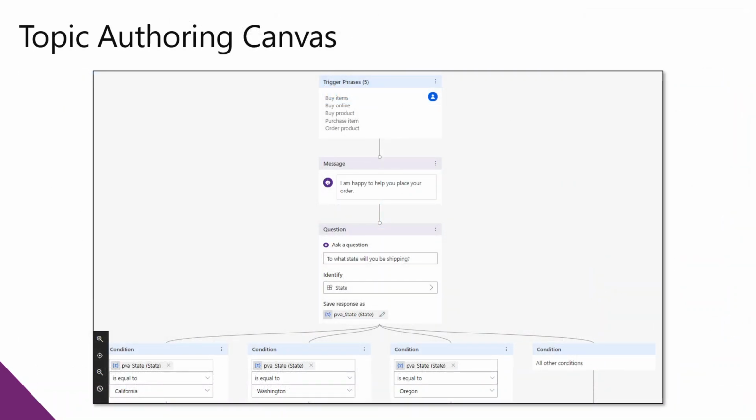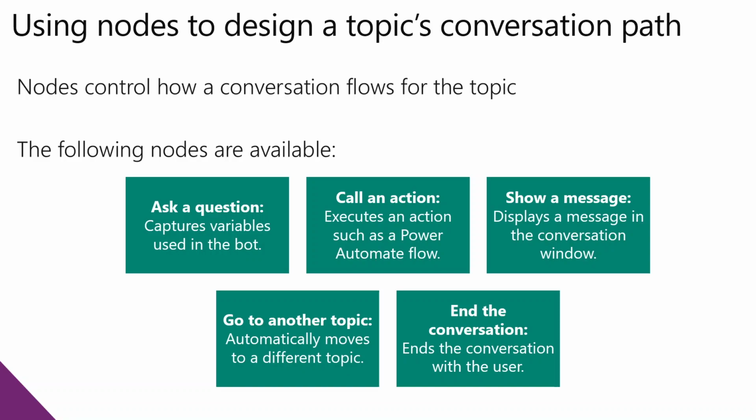You have this topic authoring canvas that controls the flow. These are the nodes in there. So you have trigger phrases at the top, and then you have these nodes that do various things. And as you can see there, you can have different conditions that control the flow. So here we're asking the user for the state, and then depending on what state they mention, we're going to go and do different things. So these things here are nodes. They control how the conversation flows for a topic.